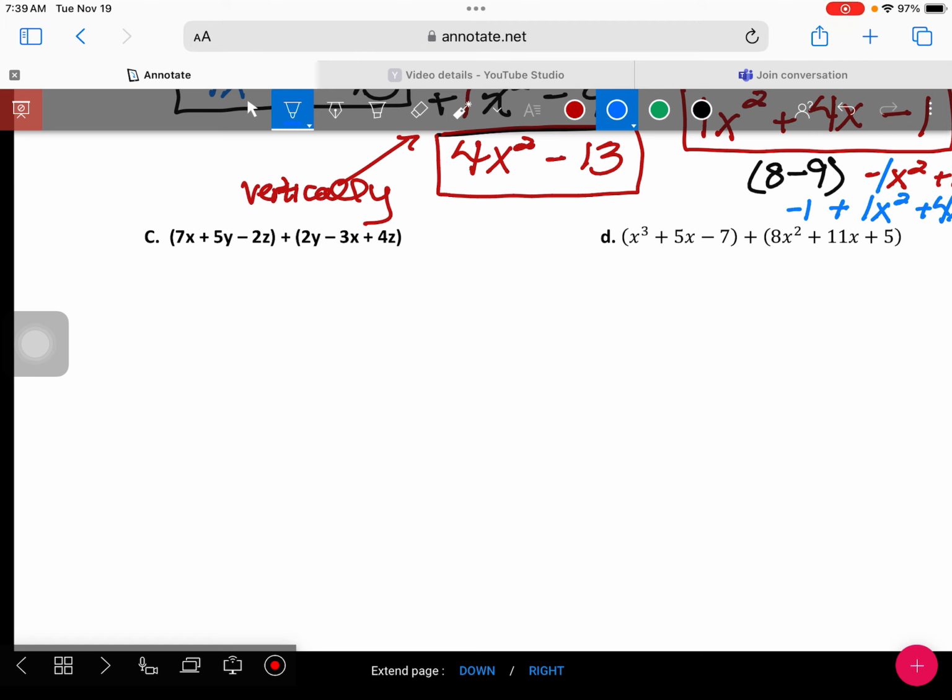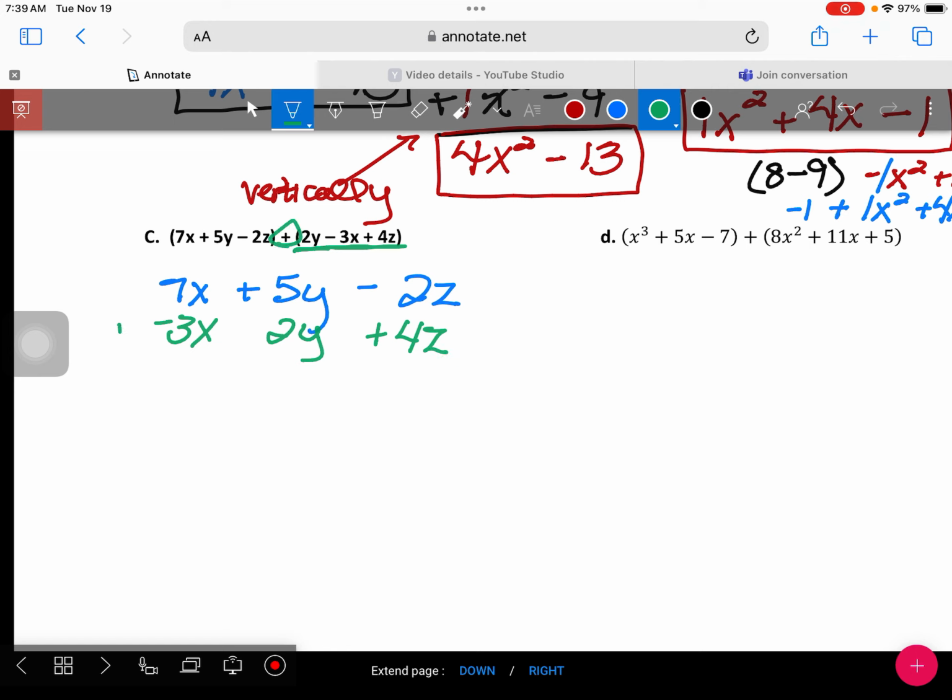All right, so I got 7x plus 5y minus 2z. My second term, which is a trinomial, I'm going to match up the variables. So I have plus 2y, so I'm going to put that under 5y. I have minus 3x, and I have 4z, positive 4z. And remember, we are adding these together.